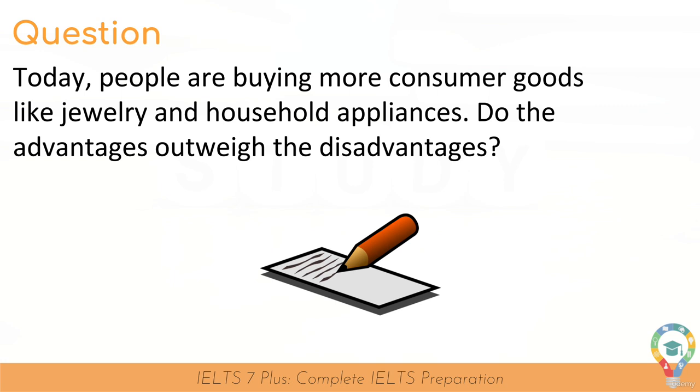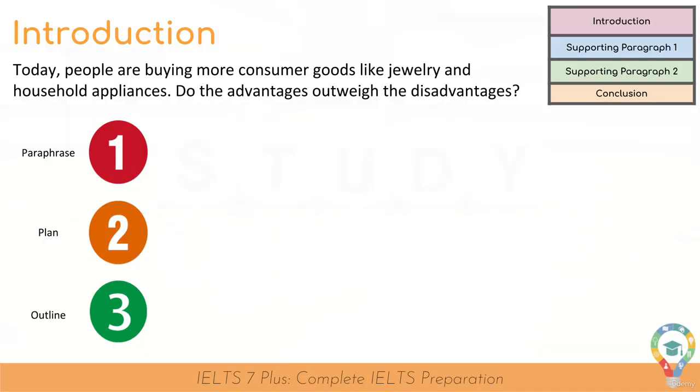Today, people are buying more consumer goods like jewelry and household appliances. Do the advantages outweigh the disadvantages? So here we are at our 3-sentence introduction: paraphrase, plan, and outline. I'm going to go through each sentence to show you how I would create my introduction to answer this question. First up, paraphrase.